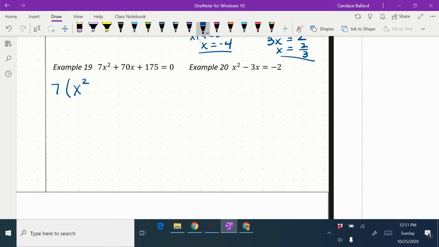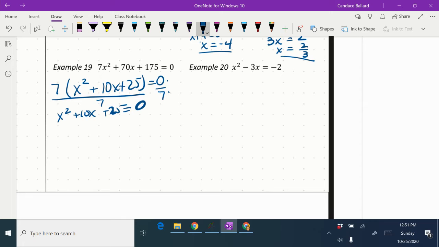So I take out a 7, which leaves me with x squared plus 10x plus 25 equals 0. Before I go to factor this, I'm actually going to divide everything by 7 and move that 7 to the other side. So I've got x squared plus 10x plus 25, and then 0 divided by 7 is 0. That's a little bit different than what we have done before, because typically we'd want to write that down. It's because we're solving it, so we have to get the x by itself.